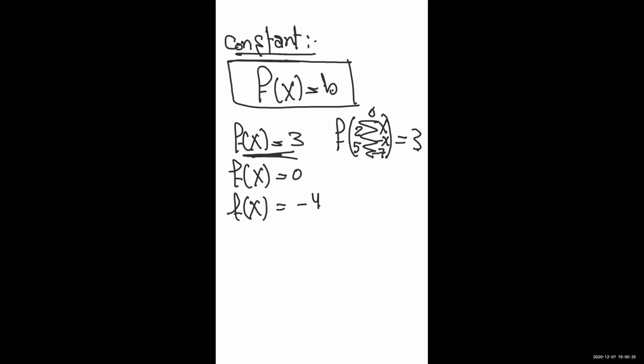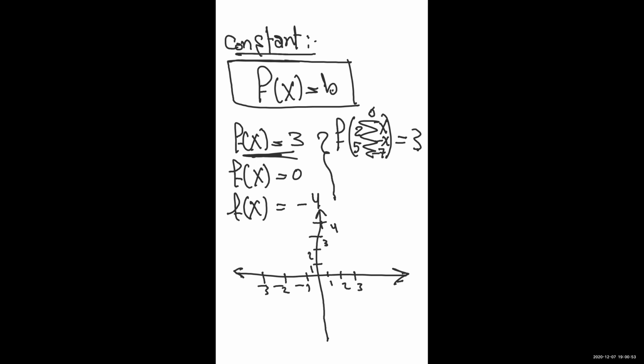Then how to represent the constant function graphically? It's very easy. There are 3 examples here. I'm going to represent the 3. It's very simple. Here 1, 2, 3, and here -1, -2, -3. Here 1, 2, 3, and then 4. This one is x, this one is y, this one for the negative direction of x, and here also the negative direction of y. So here -1, -2, -3, -4. Okay, so the first point, how to represent this function?